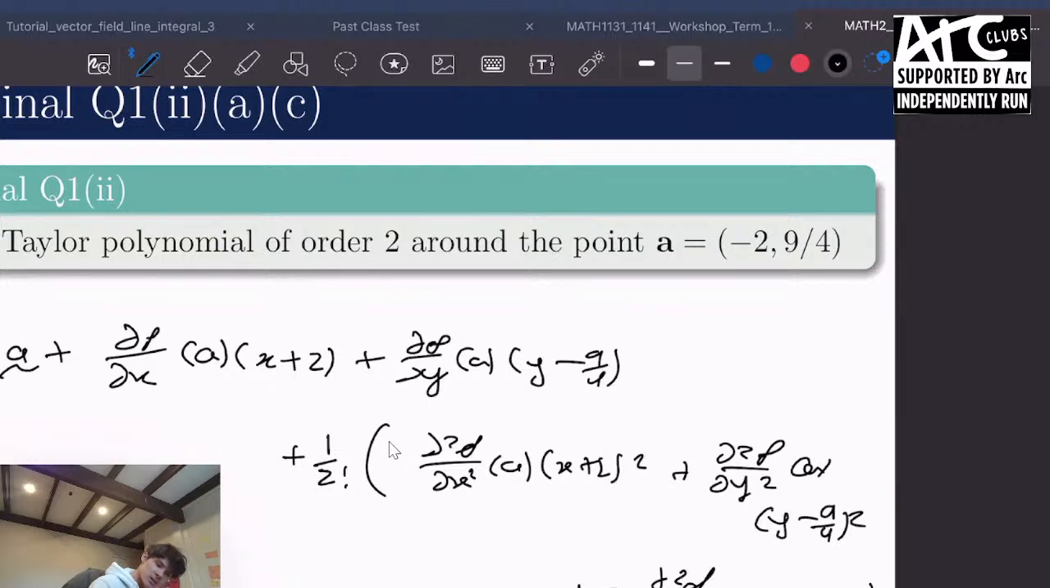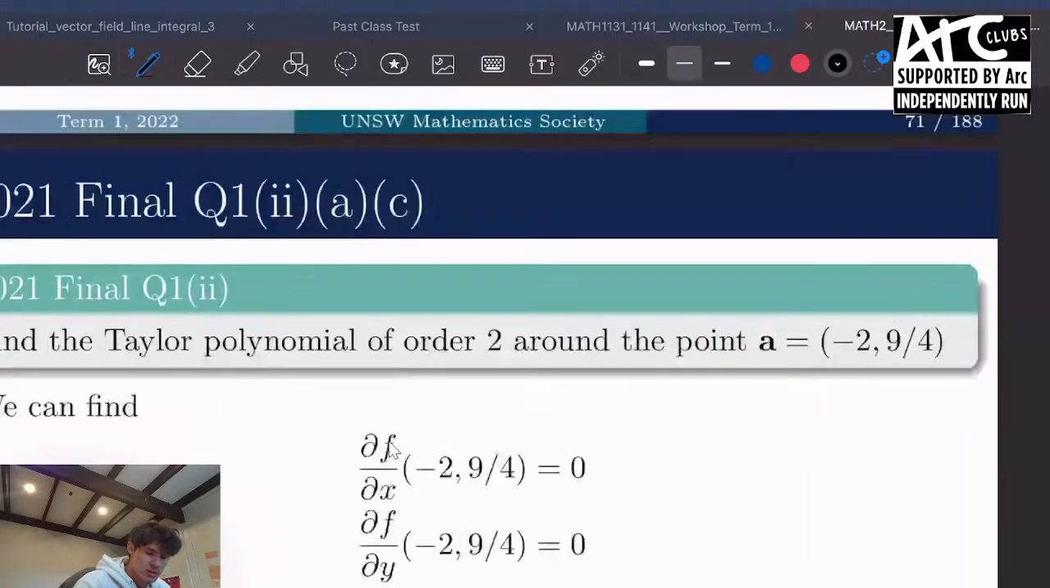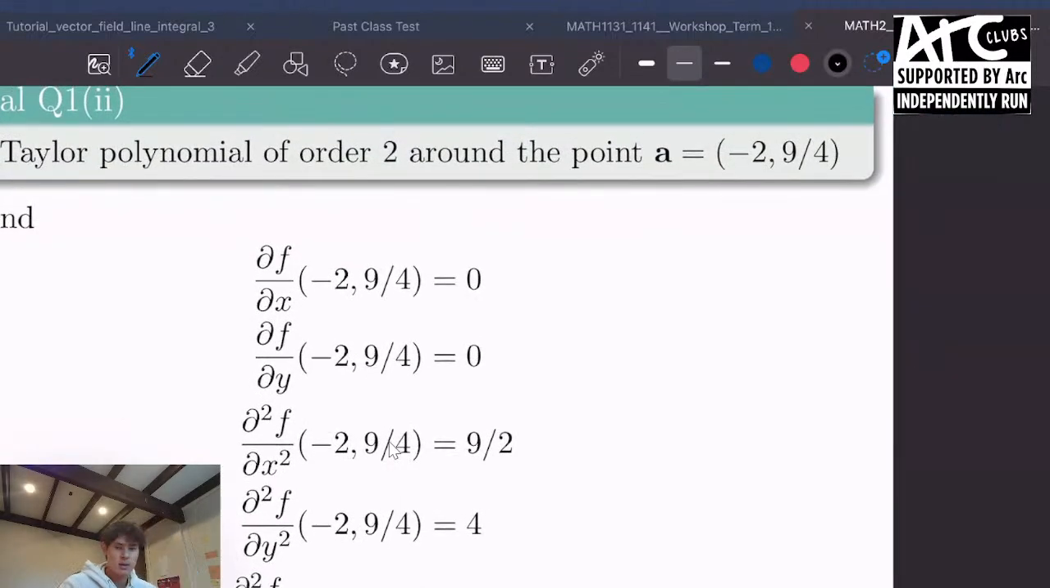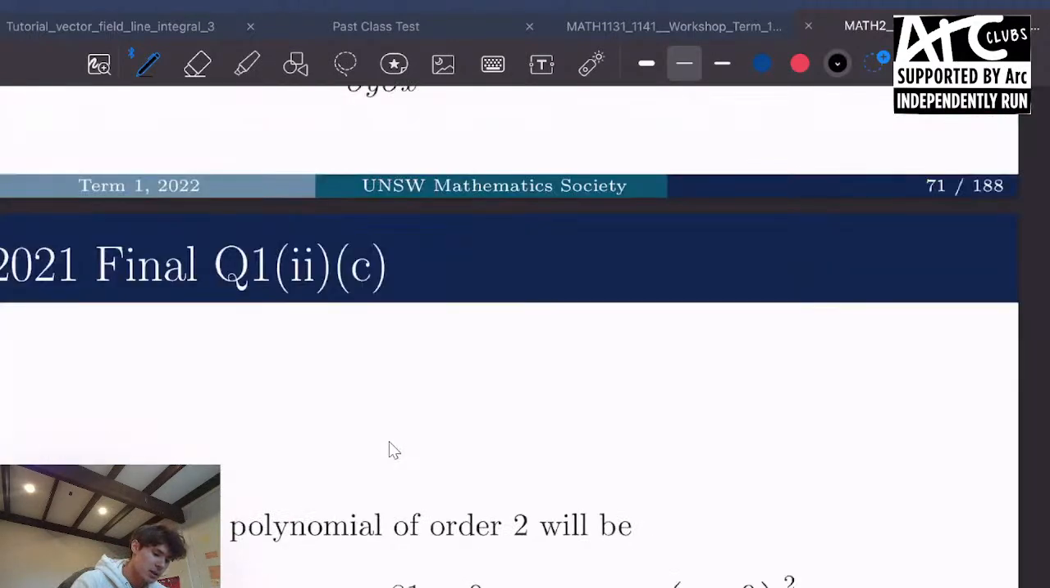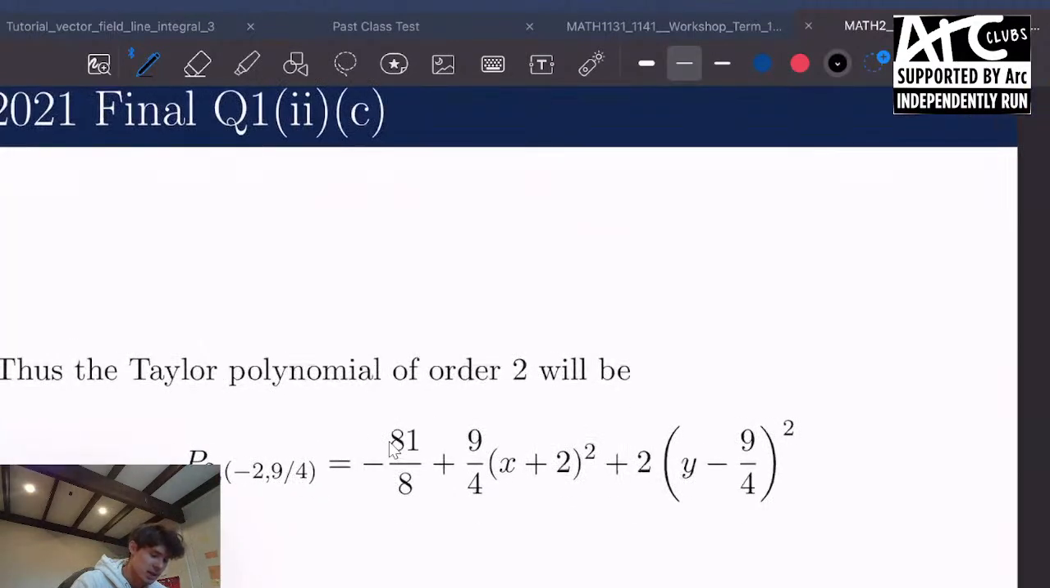Again, in the interest of time, all of these partial derivatives have been calculated, and most of them are equal to 0. And if we combine all of that together, what we should get is our expression for the Taylor polynomial of order 2 at the point.